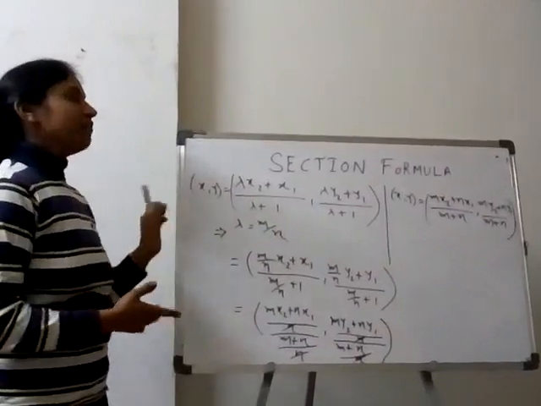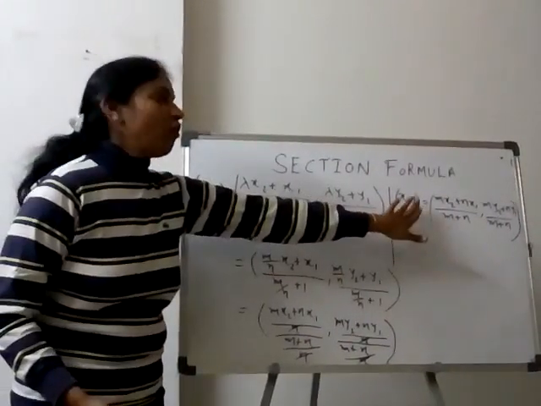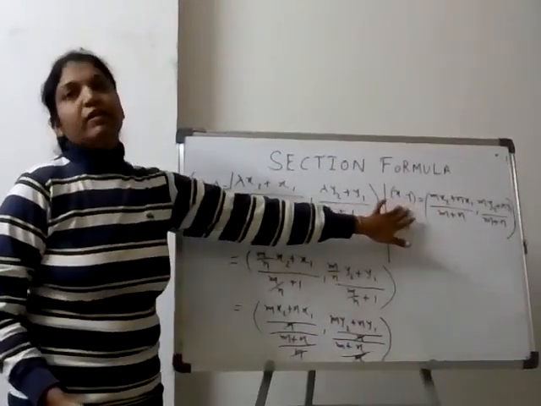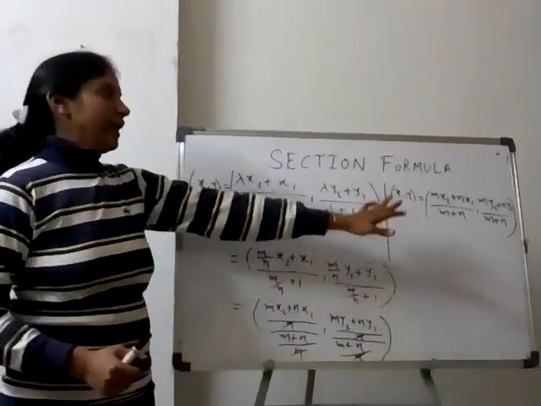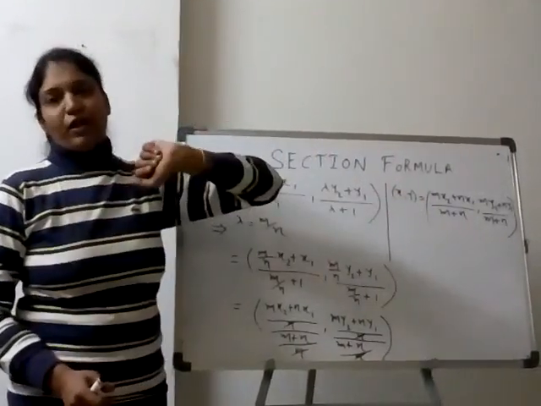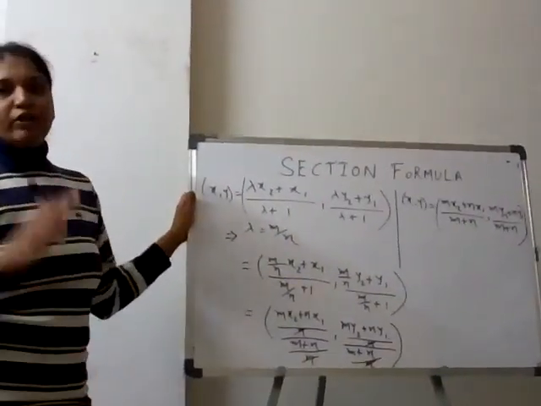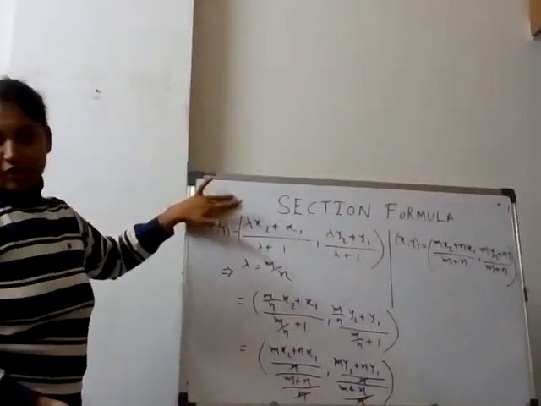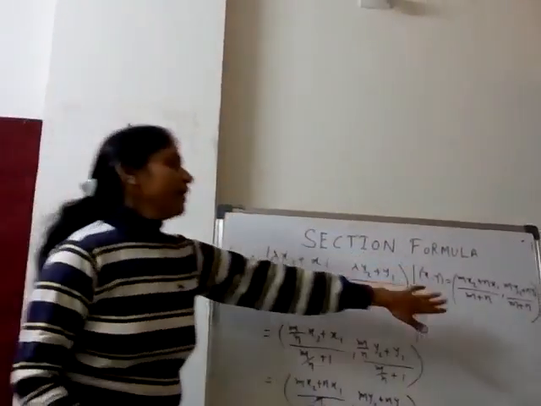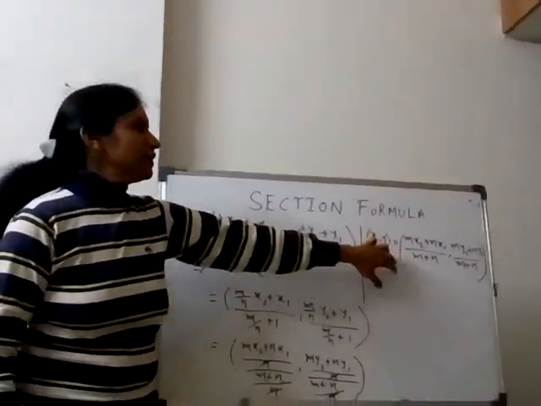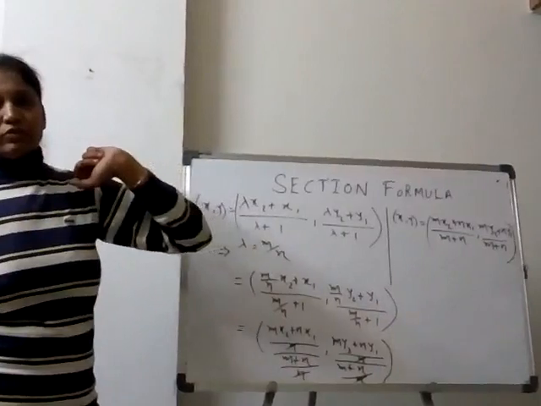Otherwise, whenever you have to find the coordinates of P, the coordinates of the dividing point, then you can utilize this formula. Okay friends, I think you understand where you have to utilize the lambda formula, and at what time you have to utilize the m upon n formula.